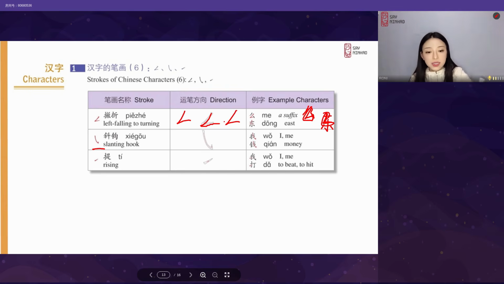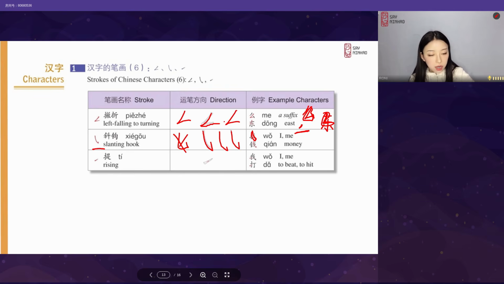Next one is slanting hook. 斜钩, slanting hook. It is written like this. Don't write it like this, okay? It is wrong. It is slanting hook. Let's see the example. First one is 我, I, me. This part is the slanting hook. Let's see. It is written like this.